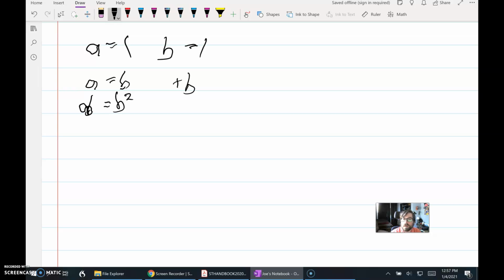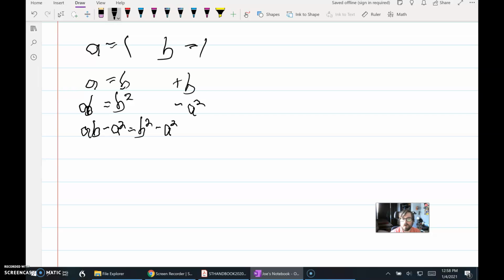Okay, from here, we're going to subtract A squared from both sides. Minus A squared. So we now have AB minus A squared is equal to B squared minus A squared.